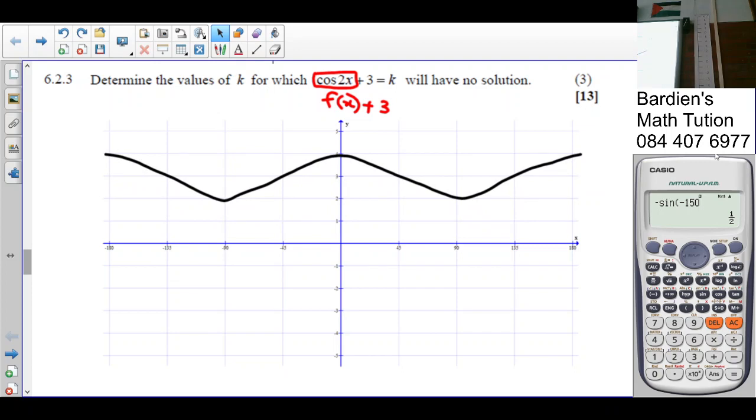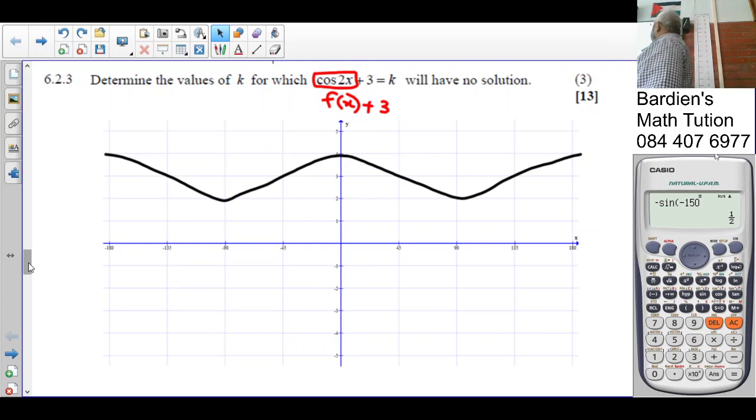So the question says determine the values of k for which it will have no solution. So as it stands there, how many solutions does it have? How many solutions does this graph have? 1 solution? You all agree with that? What does solutions mean? Where it cuts the x-axis. How many points does this cut the x-axis? No points. So how many solutions are there? 0. There's no solutions as it stands.